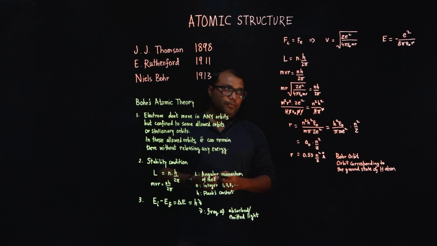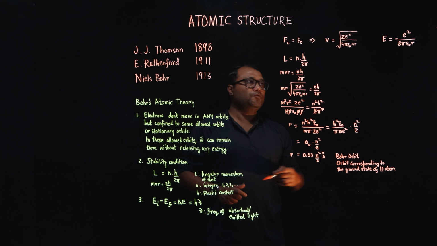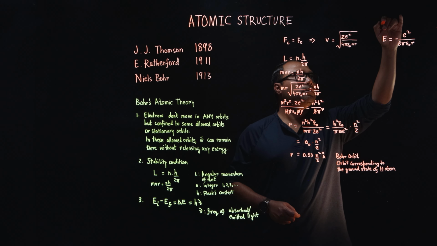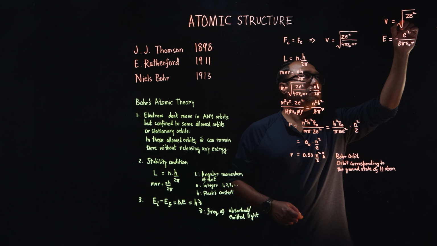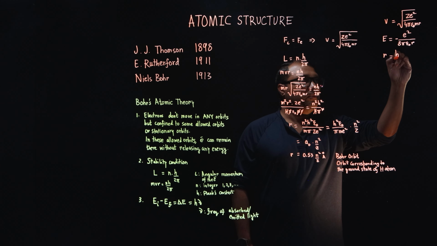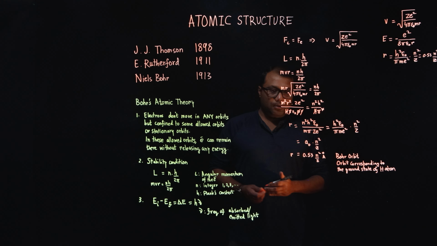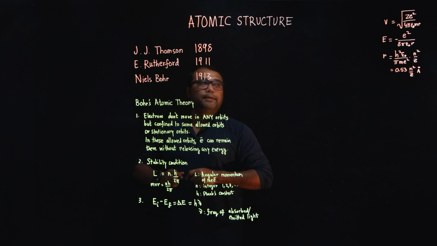All right. So let's write this formula on the side so we remember those. So v equals root over Z e square by 4 pi epsilon naught m r. The radius, or the nth radius, is, the full formula, h square epsilon naught by pi m e square times n square by Z.